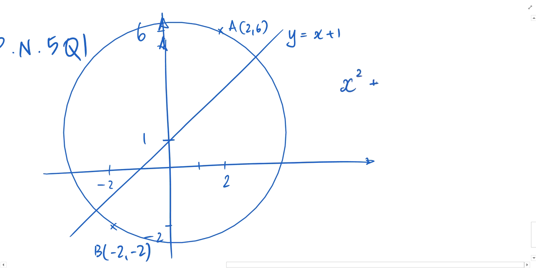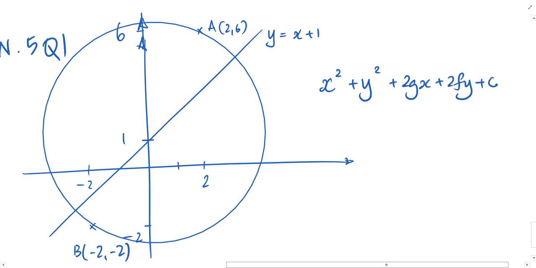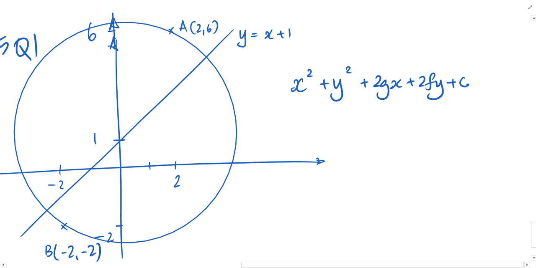x squared plus y squared equals to? Are you sure? x squared plus y squared plus gx, is it? Do you usually write gx or 2gx? 2gx, okay. 2gx plus 2fy plus c. Is it usually plus c, or plus c then equals to 0, right? This is the equation of a circle. If you are able to find, for example, the center of the circle, you'll be able to get g, you'll be able to get f.